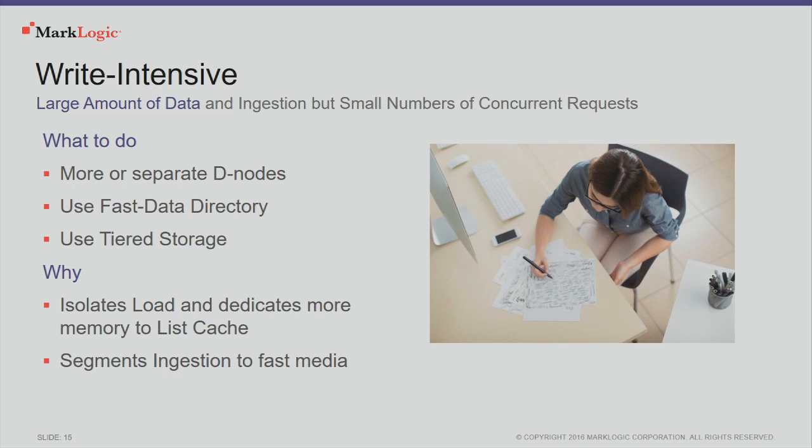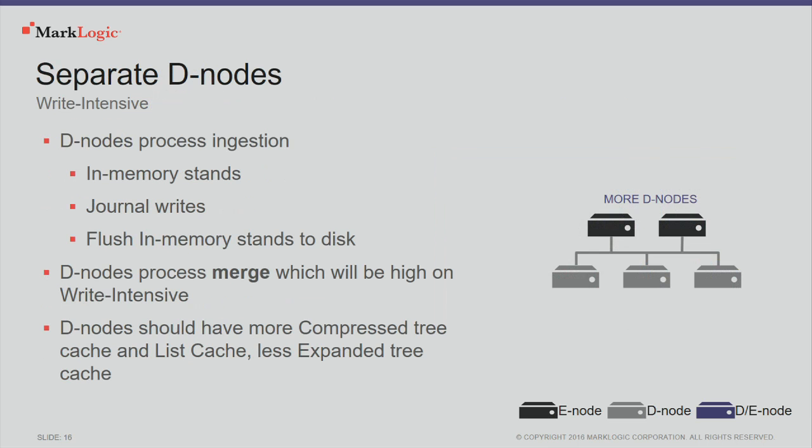We talked about E nodes. Let's now talk about D nodes as a way to solve this. I'll talk about the other 2 features of the product, fast data directory and tiered storage. The first is just isolating, right? More I/O for D nodes. And the second and the third, we're talking about using fast media, which I mean solid state drives. Let me start with the D nodes.